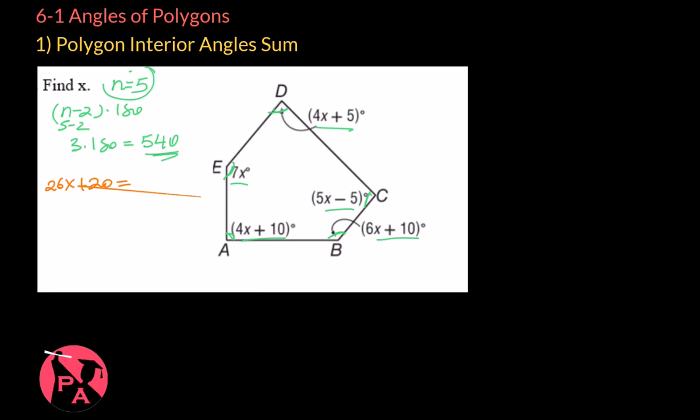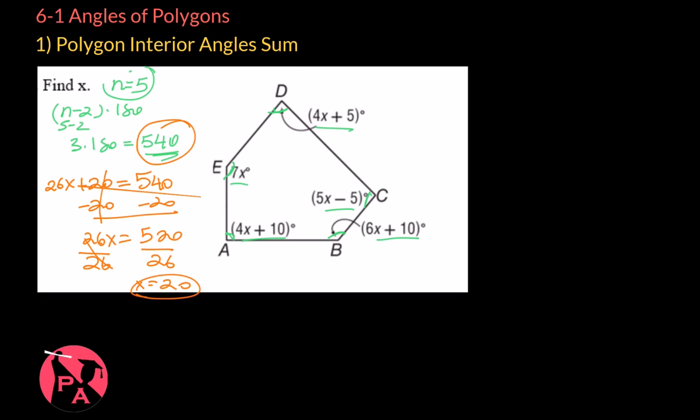Equals. Now this left hand side is the sum of all these angles. And I know that it's going to be equal to 540 degrees. Subtract 20 on each side. 26x equals 520. So let's divide it, 520 divided by 26, and we will get 20. If we divide each side by 26, we get x equals 20. So the question was about finding what x is.